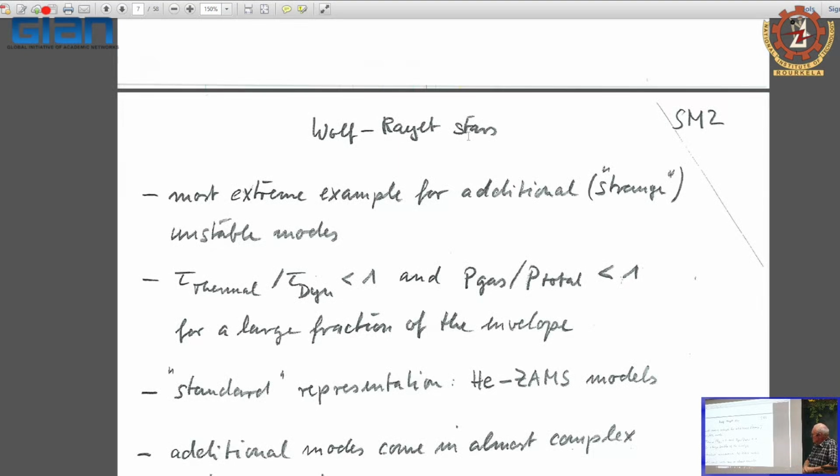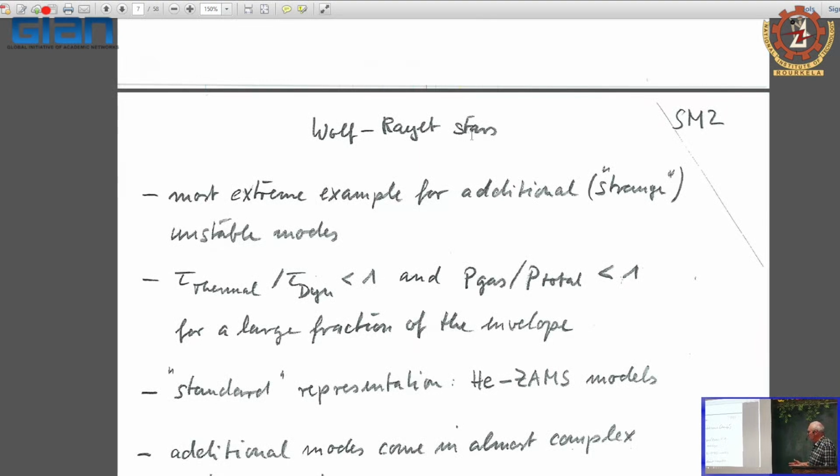Well, the standard representation of Wolf-Rayet stars are generalized main sequence models. They are helium 0H main sequence models. So if I show a sequence of models, then this is a helium main sequence. These are helium main sequence models where the lowest luminosities correspond to the low masses, and the highest luminosities correspond to high masses. So this is a generalized main sequence.